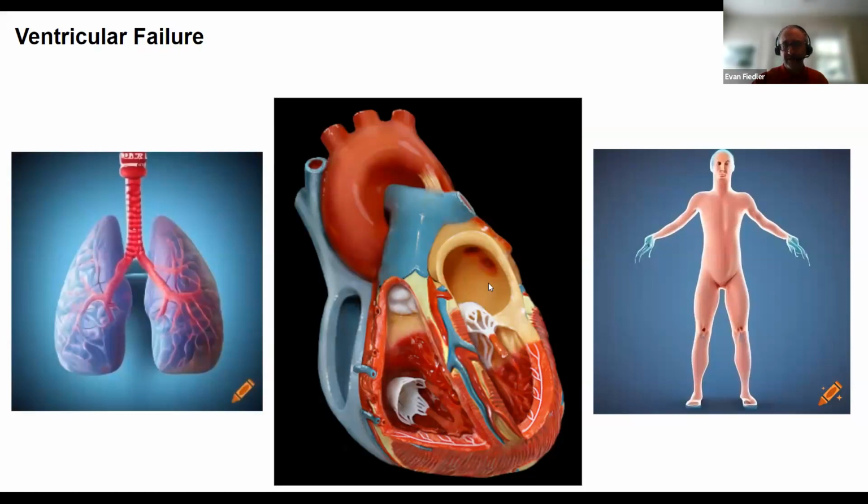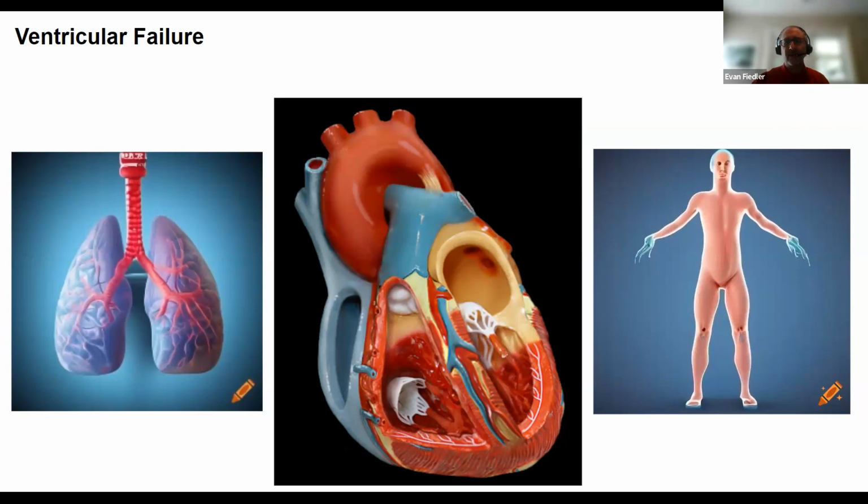So we go back to the left atrium. And where did that blood come from? It came from the lungs. So fluid is going to back up in the lungs. We're going to have pulmonary edema, swelling in the lungs, and some symptoms of this are difficulty breathing.